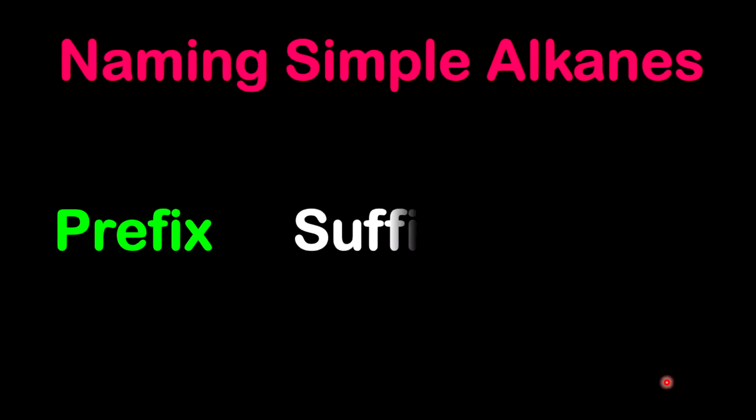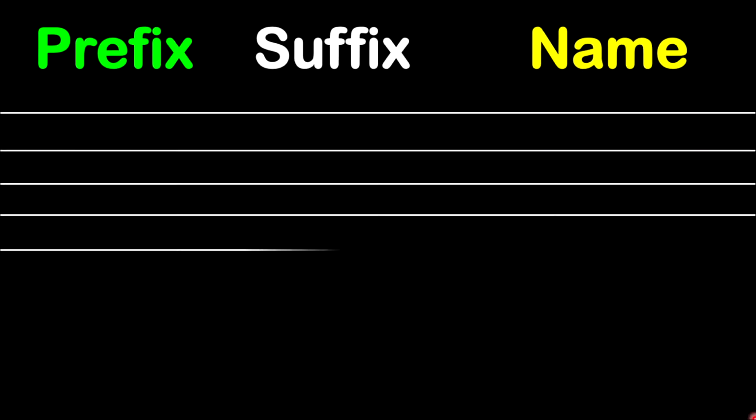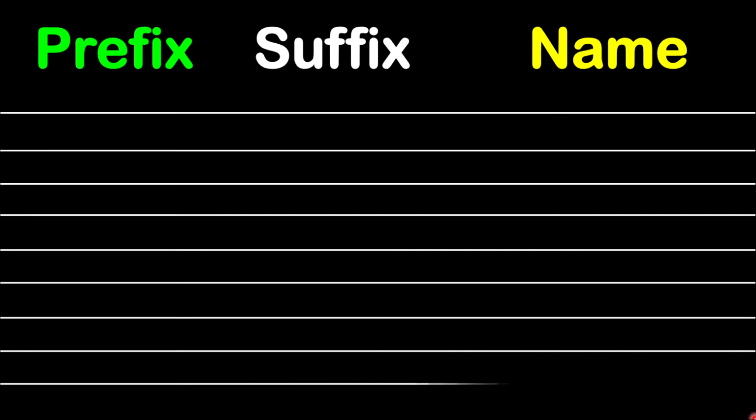All right, now the next concept is how do we name simple alkanes? Now this is based upon 3 things: there is a prefix, a suffix, and then the name. Now let's look at it. Let's draw a table to demonstrate this. All right, so the prefix is based upon the number of carbons.